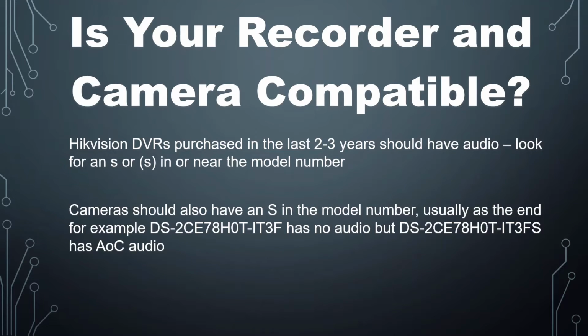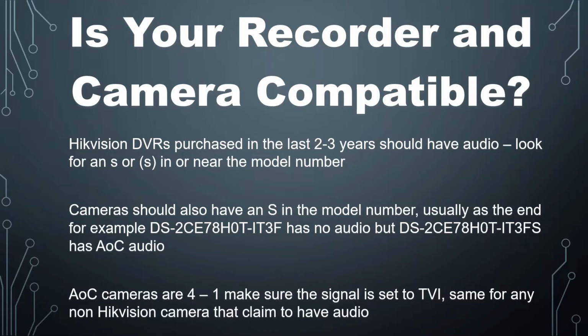And for cameras, they should also have an S at the end. As you see, there are two virtually identical models. One is with microphone, one is without. Apart from that, they're practically the same camera. So do check out the compatible model numbers below. Make sure everything is compatible before you go ahead and try to set this up, or if you want to buy a camera with audio, for example, do make sure your DVR is compatible.